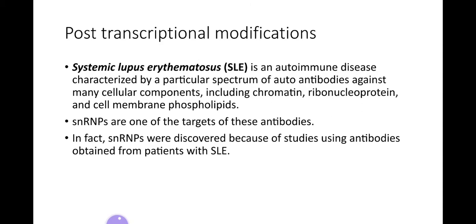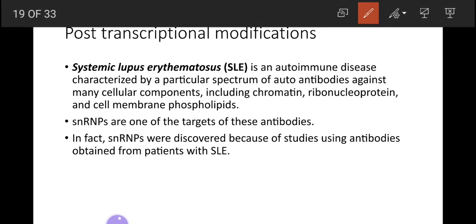SLE, systemic lupus erythematosus, is an autoimmune disease characterized by a particular spectrum of autoantibodies. Autoantibodies are produced in SLE against many cellular components, including chromatin, ribonucleoprotein, and cell membrane phospholipid. But most important among these components are the snRNPs. In fact, these are the same snRNPs which were discovered because of studies using antibodies obtained from patients with SLE. So most importantly, the antibodies are produced against these snRNPs.